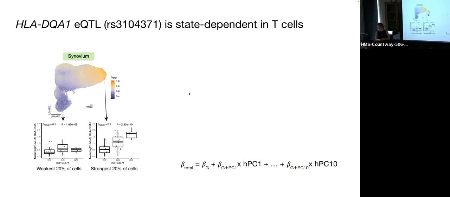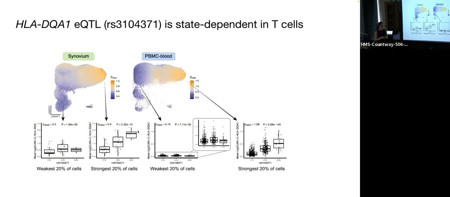The first example is for HLA-DQA1 in T cells. So here we have the T cells from the synovium dataset. And what we can do is from our model, we can estimate a total eQTL effect size for each cell by taking the main genotype effect as well as its interaction effects with all the different cell state variables. That way we can color each cell by how strong this eQTL effect is in this cell. So if we look across these blue cells, we see that the eQTL has a weak effect, whereas in the orange cells, the eQTL has a much stronger effect.